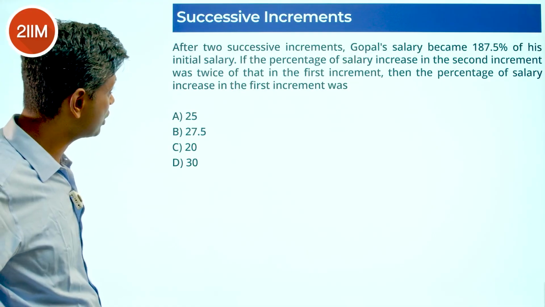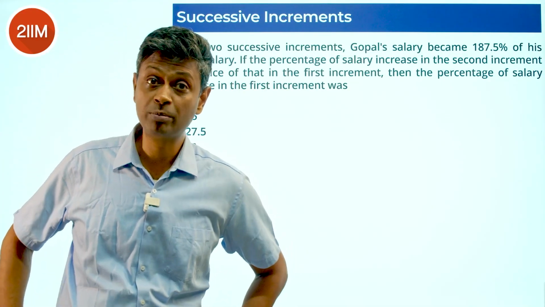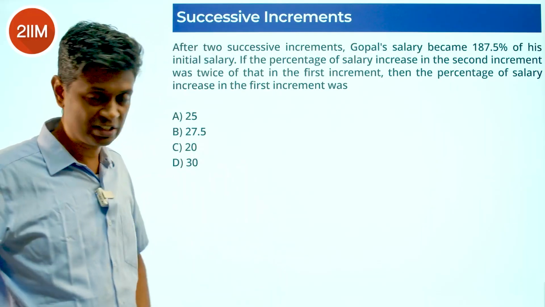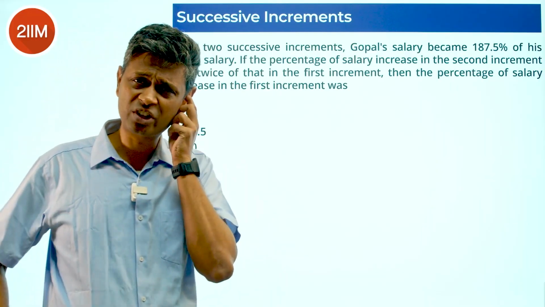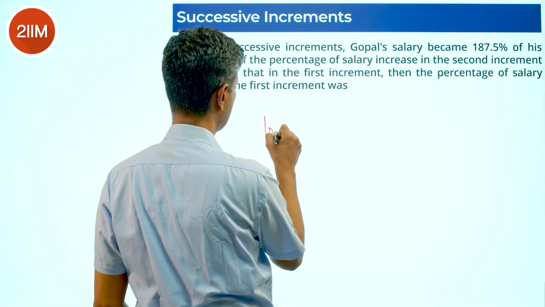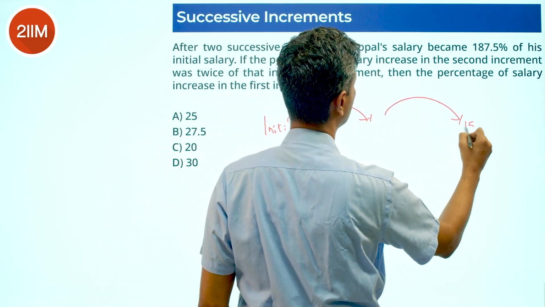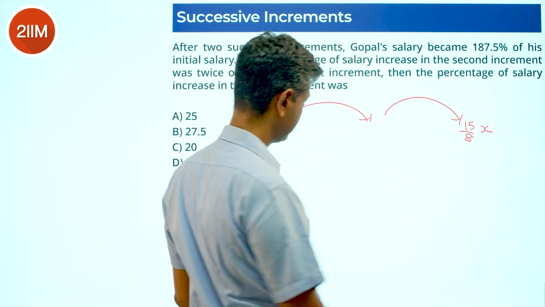After 2 successive investments, increments, Gopal's salary becomes 187.5% of his initial salary. 87.5% is 7 by 8. This is 15 by 8. Some initial salary, 1 increment, 1 more increment, 15 by 8 of x.